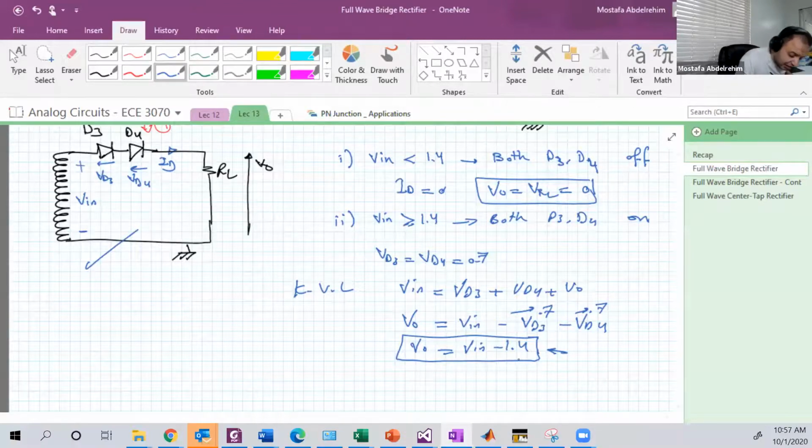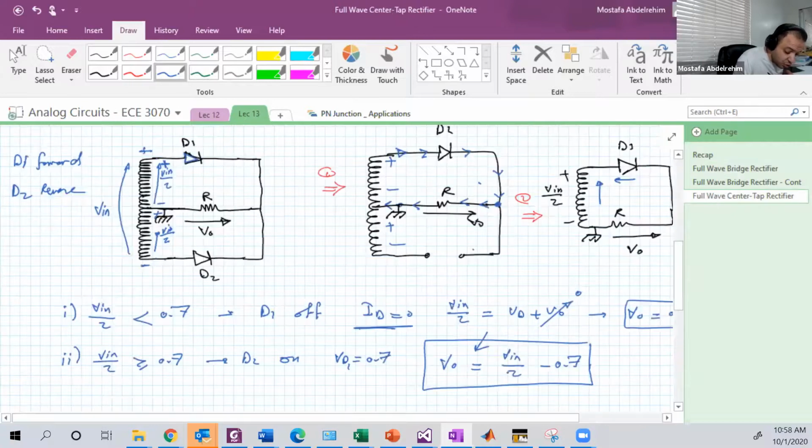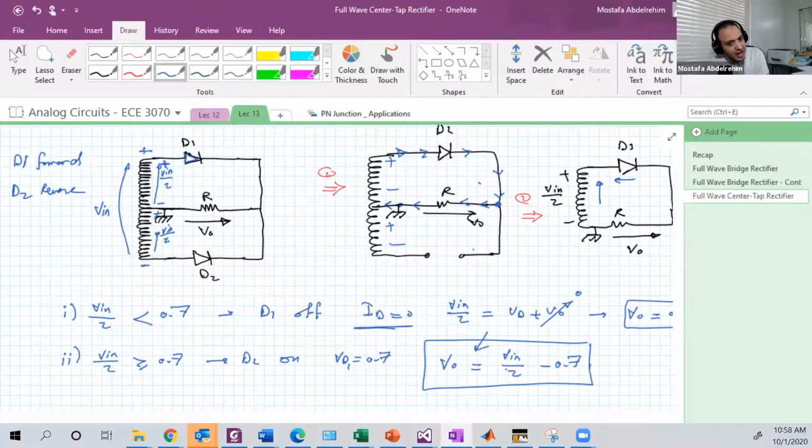So if we neglect the 1.4, the VO maximum is equal to V input maximum for the bridge. But for this one, V out maximum is equal to V input maximum over 2. For the same input, this is actually bad. This is not good at all. Okay, but we can fix this using the transformer. Don't forget about that.